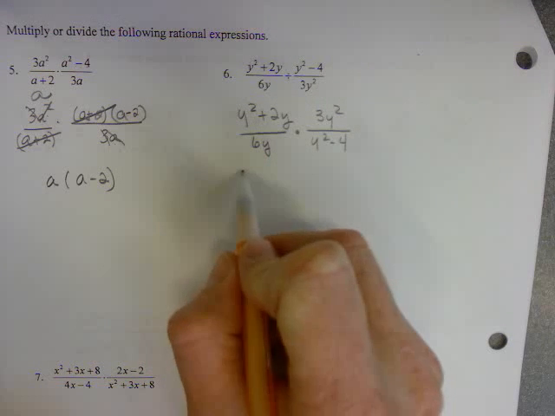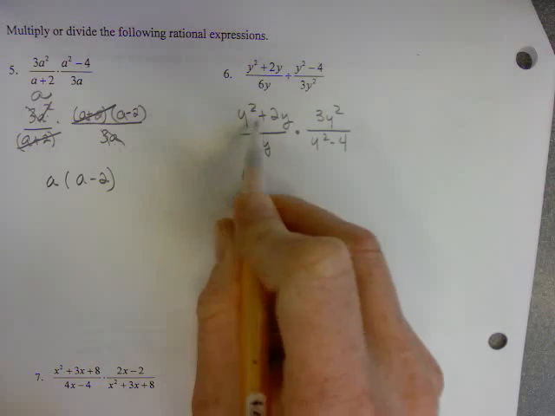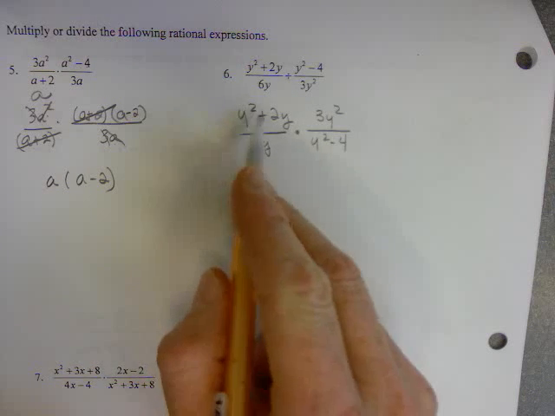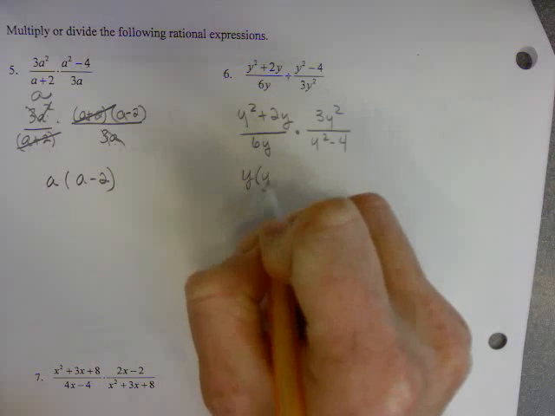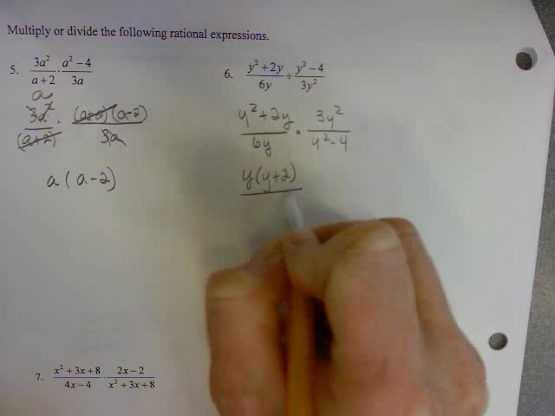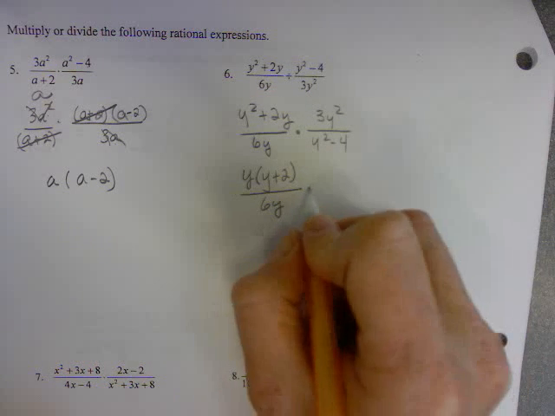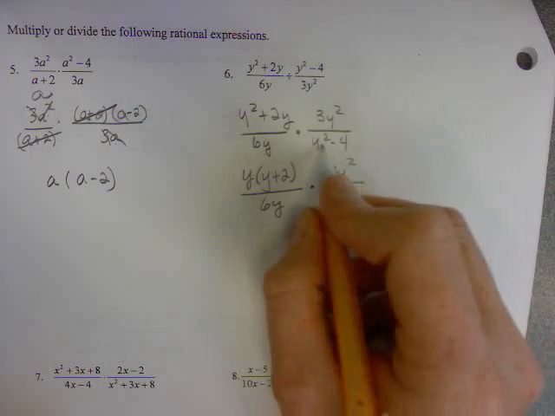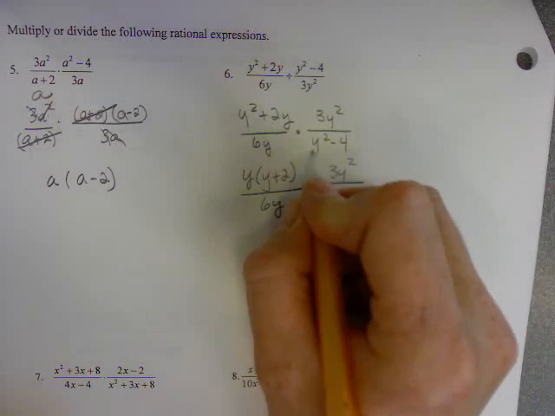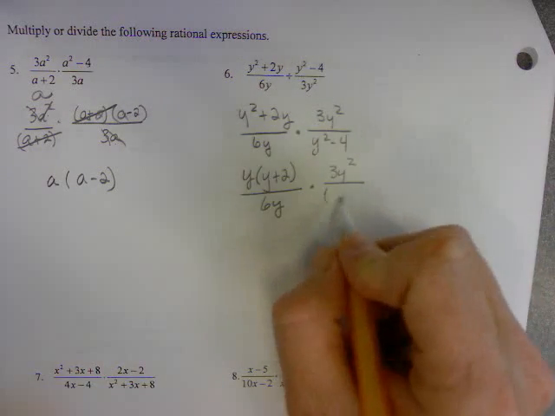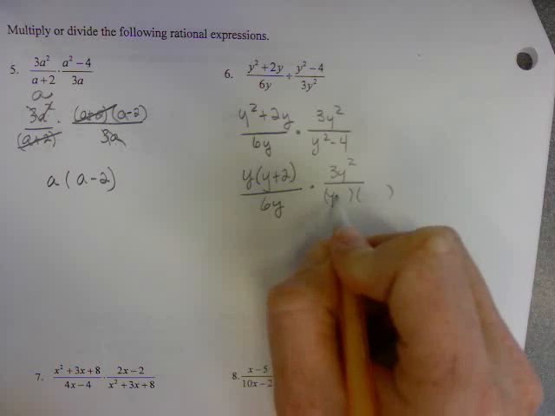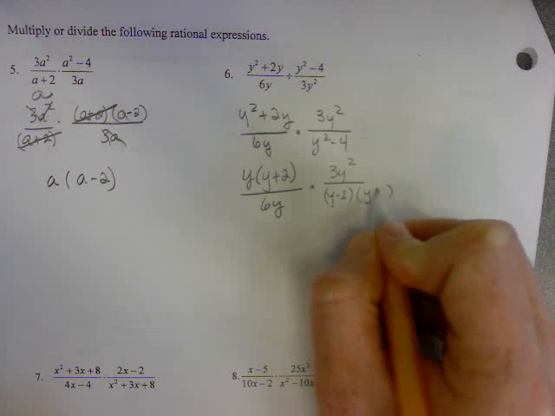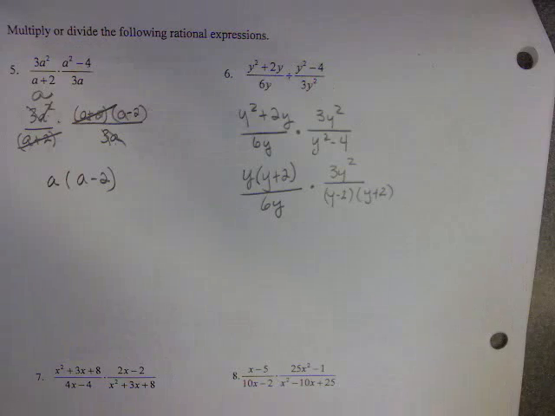This first one we can factor out a y. GCF is y. So if you divide out a y, you're going to end up with y plus 2 over 6y. The 3y squared cannot be factored, but we have a difference of two squares in y squared minus 4. So again, we can factor that to y minus 2 and y plus 2.